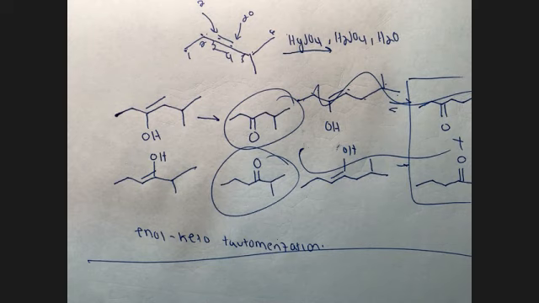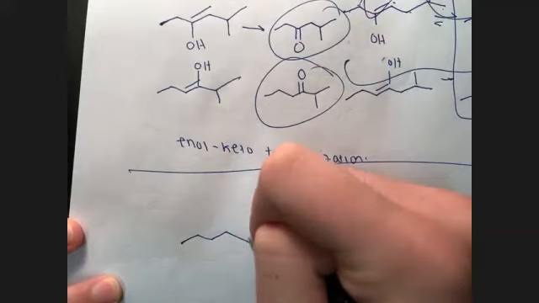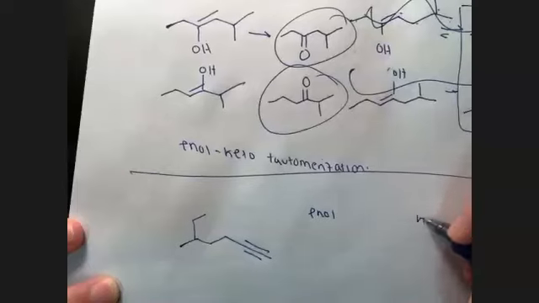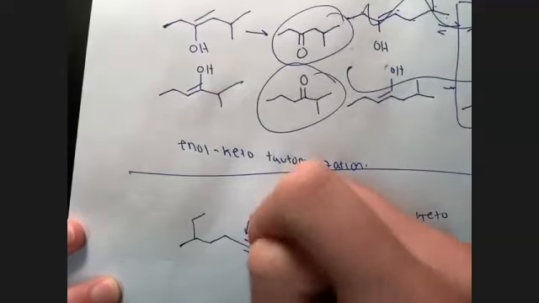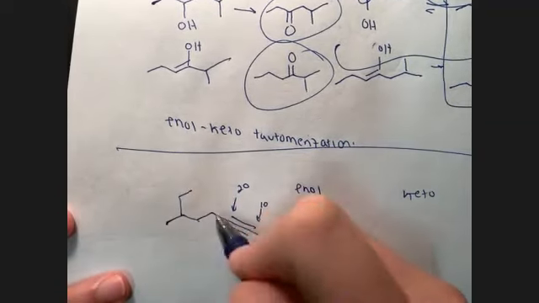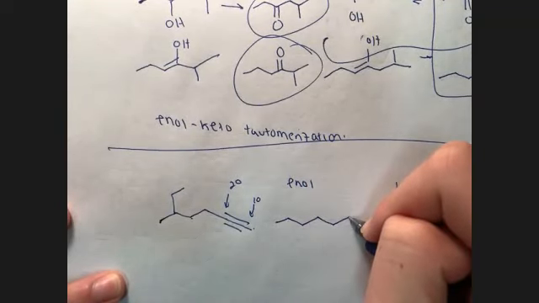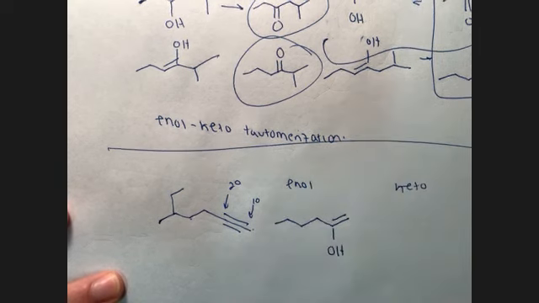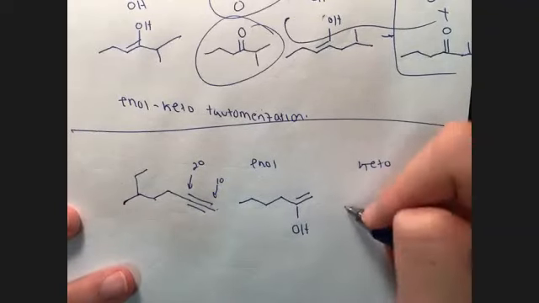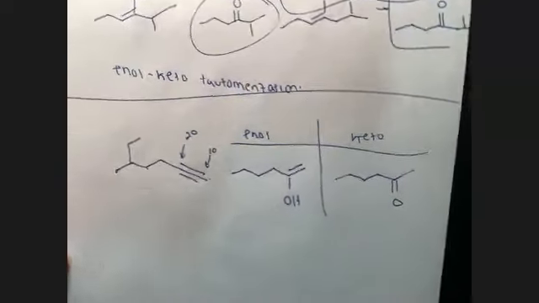question 4. Okay, so this one wants you to draw the enol and the keto tautomer. So we want the enol version and the keto version. So we have a primary position here, a secondary position here. So the alcohol is clearly going to add on the secondary position. So that's a 1, 2, 3, 4, 5, 6 carbon chain, and in between 5 and 6, the enol should be adding there, okay? And the enol tautomerizes to the ketone, so all you do is put a ketone there. And that's that, okay? So that's how you would fill that in.